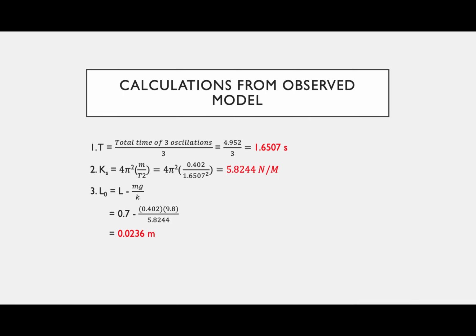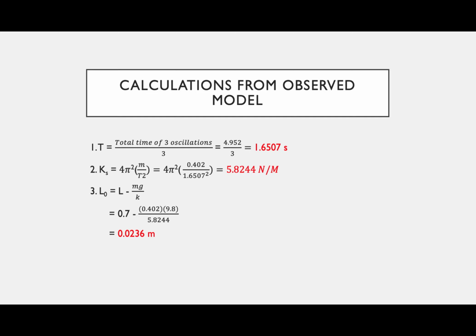There were a few values I had to calculate for my observed model to use in my code. First, to find T, the average period of oscillation, I found how much time on average it took for the object to complete a single rotation. I found this to be 1.6507 seconds. Next, I calculated the spring constant using the formula k is equal to 4 pi squared times the mass of the object over the average period squared. After plugging in the mass of the object, 0.402 kilograms, and the T found previously, I found that the spring constant was equal to 5.8244 newtons per meter.